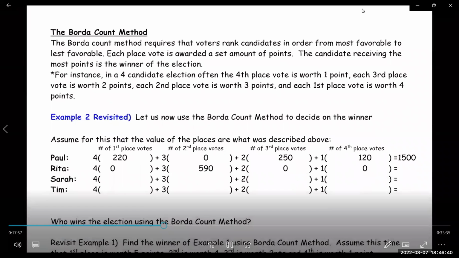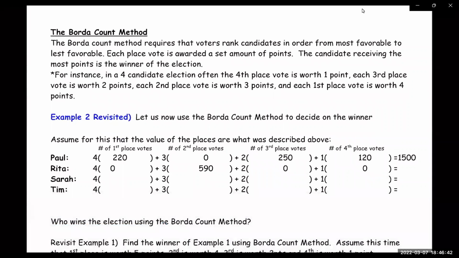in order from most favorable to least favorable. Each place vote is awarded a set amount of points. The candidate receiving the most points is the winner. For instance, in a four-candidate election, the fourth place vote will be worth 1 point. Third place vote will be worth 2 points. Second place vote is worth 3 points, and then the first place vote is worth 4 points. So the higher you rank, the more points you get.